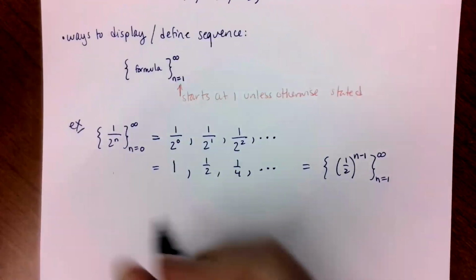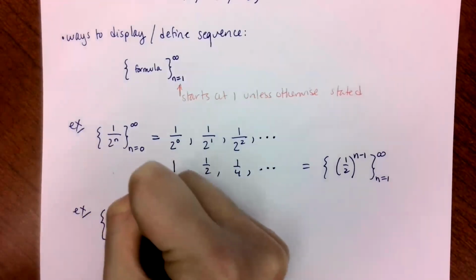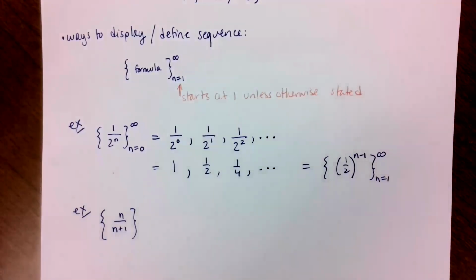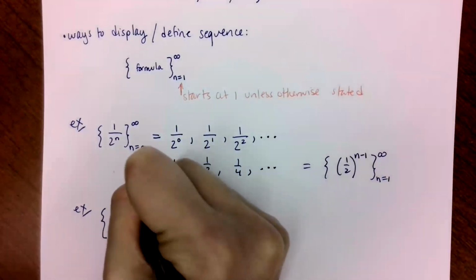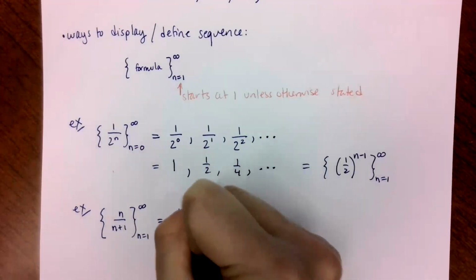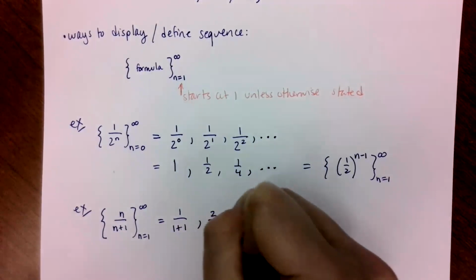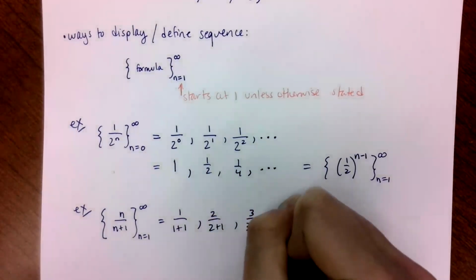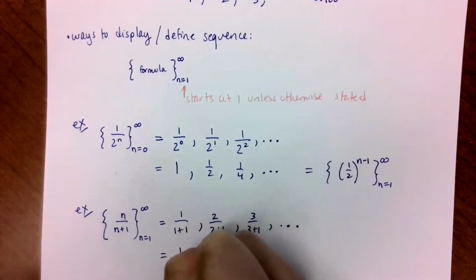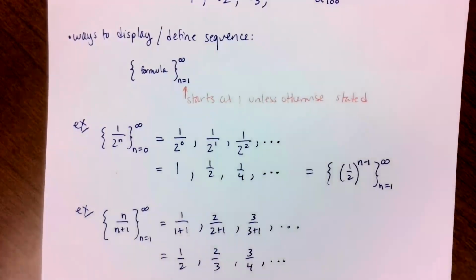Let's try another one. Let's say we have n over n plus 1 as the formula. And then we'll say n starts at 1 and goes forever. If I plug in 1 for n first, I have 1 over 1 plus 1. And then the next value would be 2, so 2 over 2 plus 1. Then 3 over 3 plus 1, and so on. So this creates the sequence 1/2, 2/3, 3/4, and so on. And we can tell from this pattern that the next term in the sequence would be 4 over 5, and then 5 over 6, and so on.